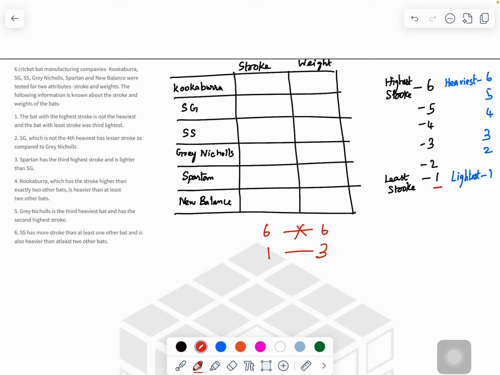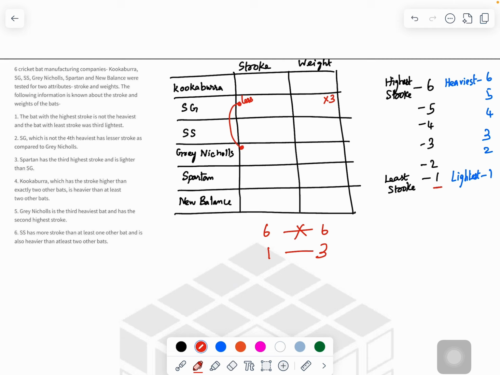Okay. Now going to the second point, ESG is not the fourth heaviest. This is first heaviest, second heaviest, third heaviest, fourth heaviest. So ESG is not 3 here. Okay, it has lesser stroke compared to Gray-Nichols. So compared to Gray-Nichols, this ESG has lesser stroke.